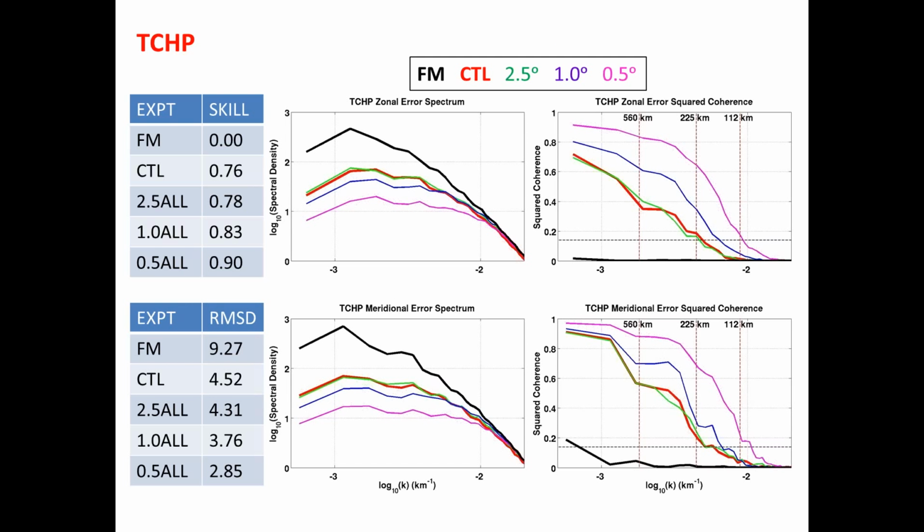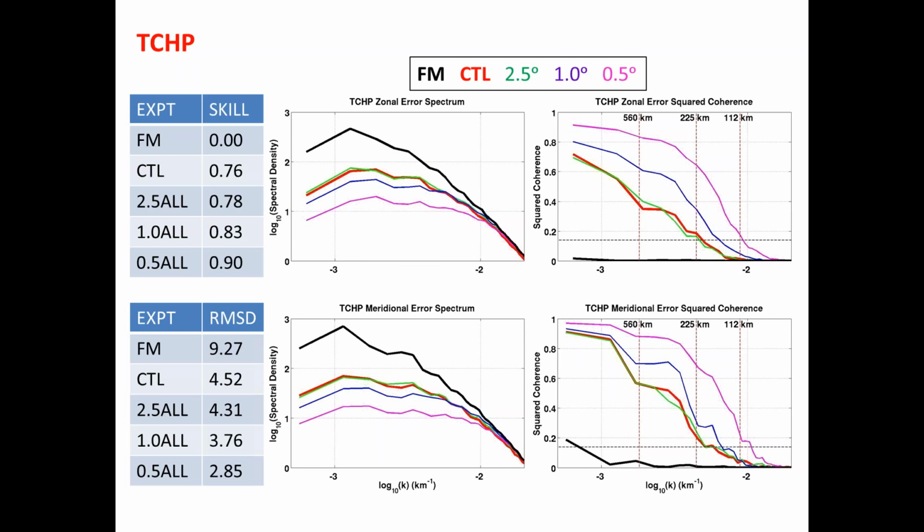And for TCHP, this is an example of all of these statistics I just mentioned. The tables on the left show the skill scores and the RMS errors, in this case, for the forecast model, control run, and the 3 different experiments, which are existing ocean observations plus the CTDs. The spectral density zonal spectra are shown on top, meridional spectra below. The right panels show the squared coherence. And of course, the error spectrum is largest for the forecast model, which is shown in black.